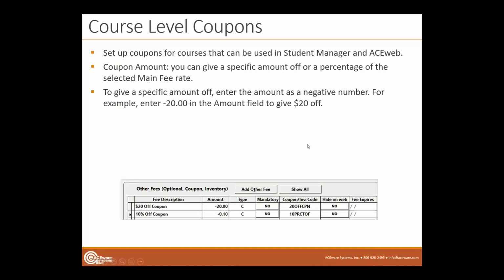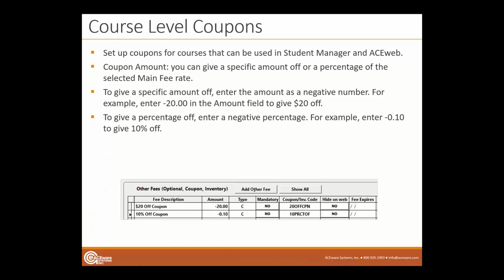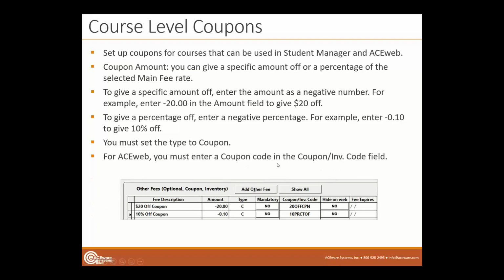And I guess I just went over that without clicking my button to show about the $20 and the percentage. But it must have a coupon type of C for coupon. All right, and so they will actually see a field for the coupon code.